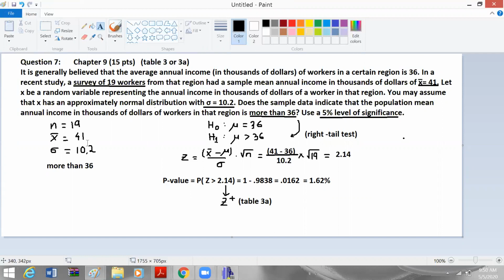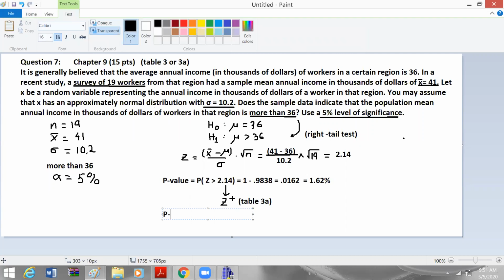And finally, you compare with the alpha. The alpha, I haven't put it down. The alpha is equal to 5%. So which one is greater, 5% or 1.62%? Because the p-value that we have, 1.62%, is less than the alpha. The alpha that we have is 5%.